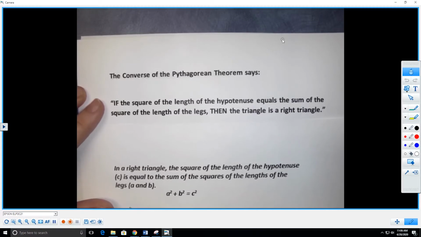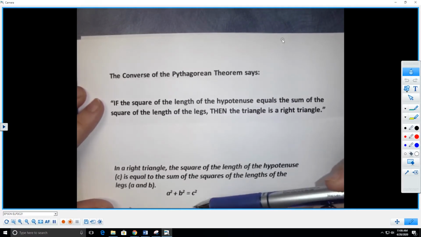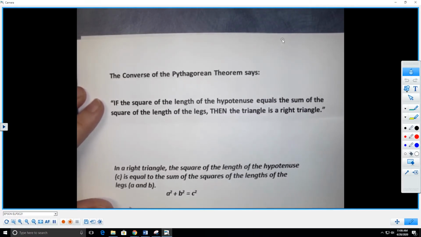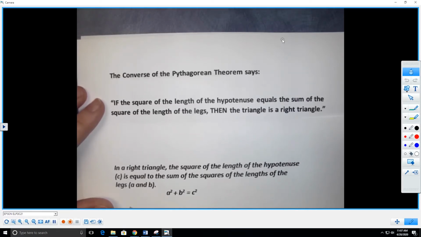In this case, the converse is just as true as the original theorem. This isn't always the case, but we can prove that both statements are true in this instance. However, in today's lesson, we are going to move ahead with the understanding that we can use the converse of the Pythagorean theorem to determine if the side lengths of a triangle form a right triangle or not.